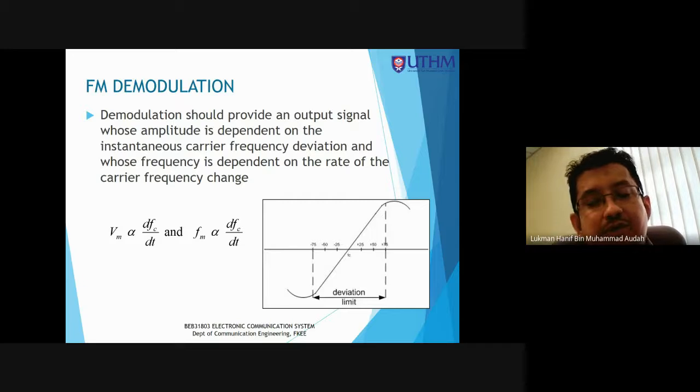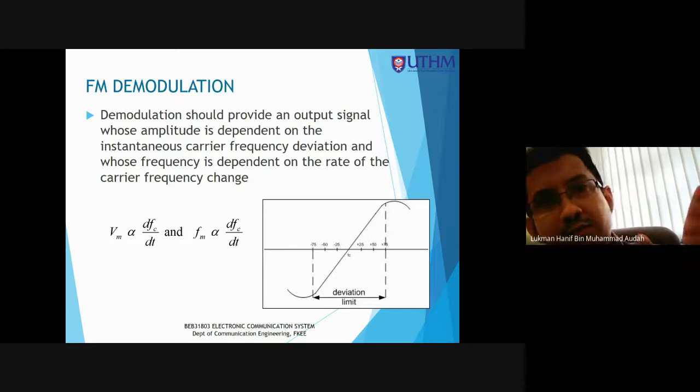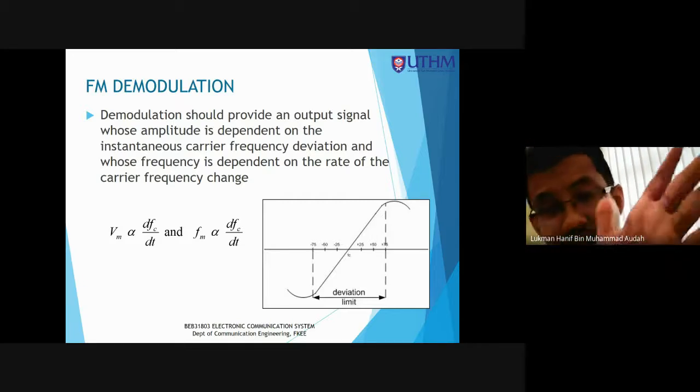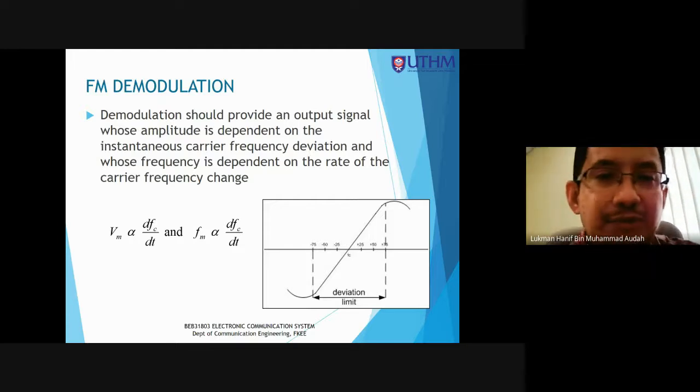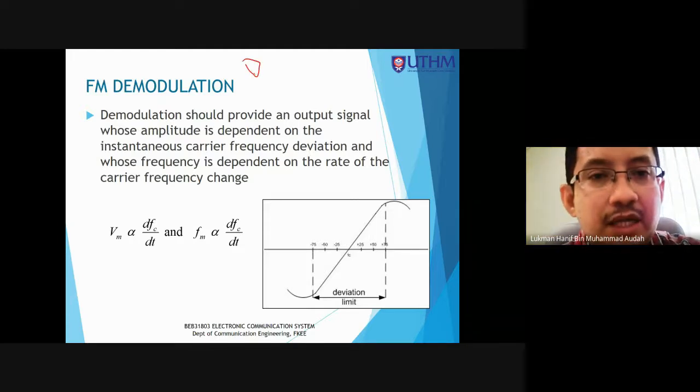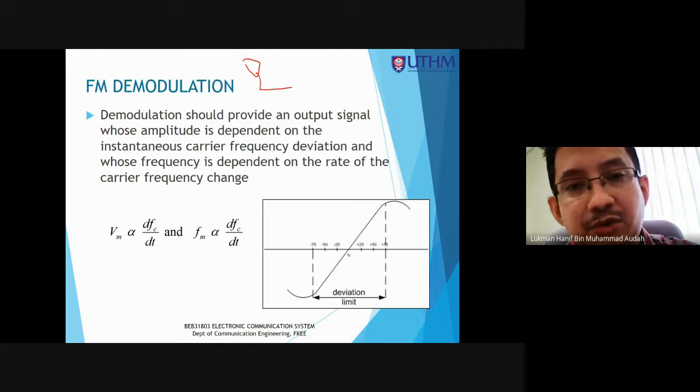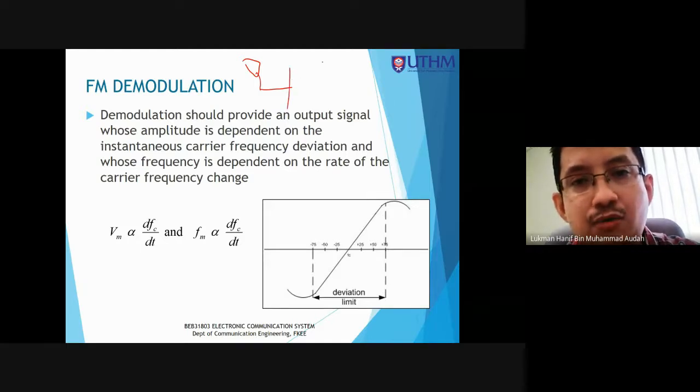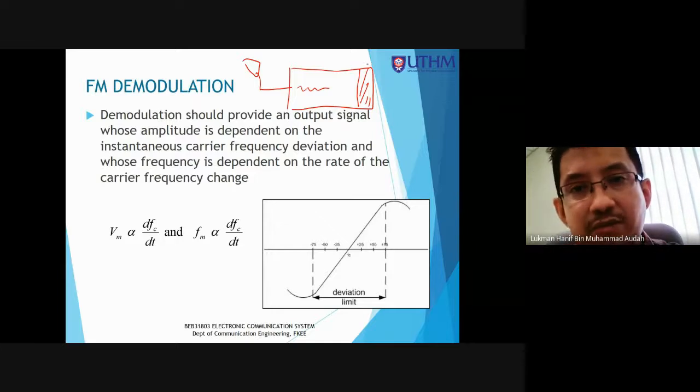So demodulation is a process that happen at the end of the receiver. Sama juga macam dalam AM, yang mana proses demodulation ini berlaku pada akhir receiver. Okay, berlaku pada akhir receiver dan ada beberapa proses yang lain. Okay, so di sini adalah demodulator.